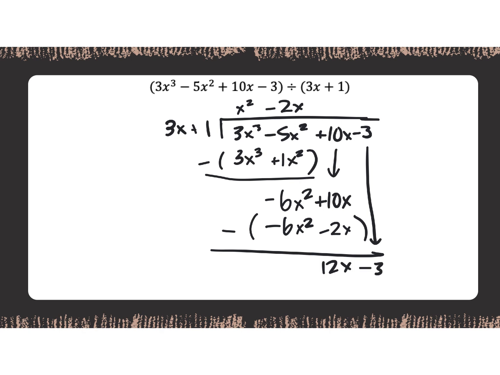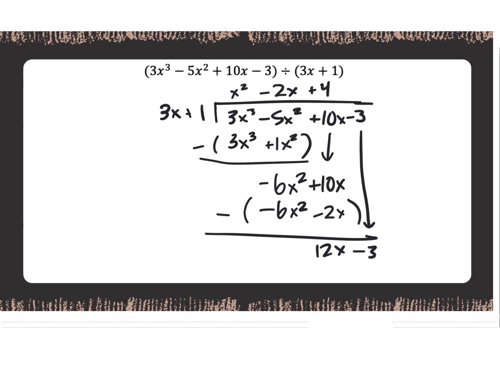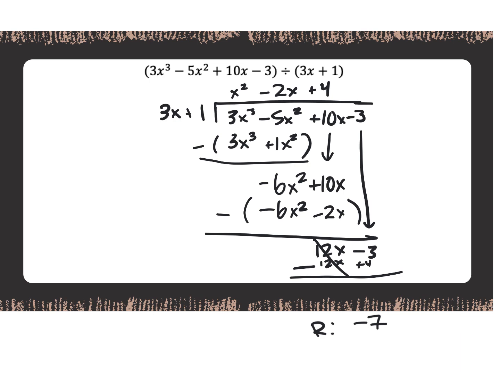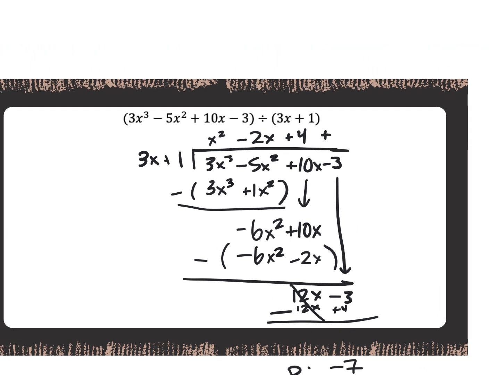So finally, how many times does 3x go into 12x? It goes in 4 times. I'm going to multiply 3x times 4, which is 12x, and 4 times 1, which is positive 4, and I'm going to subtract those. What I end up getting is a remainder of negative 7. Remember how we write those: we add negative 7 over 3x plus 1.